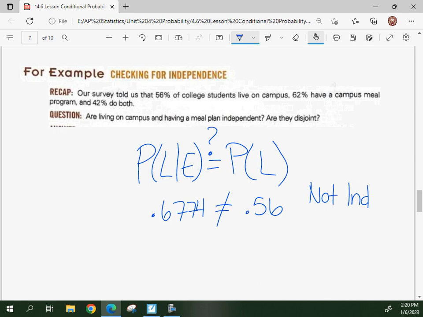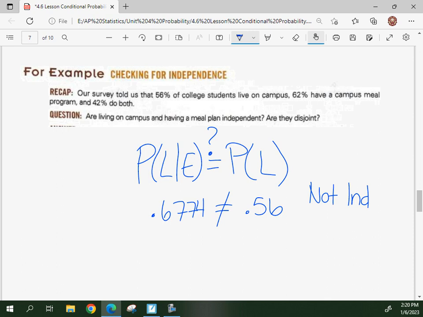And that might make sense to you, that you're more likely to have a meal program if you live on campus. But we are using our data to show that there is some relationship. We don't necessarily know that one causes the other, but we know that there's a relationship. We know that the probabilities are not the same, and so they're not independent.